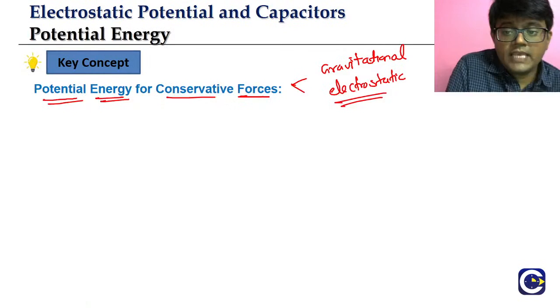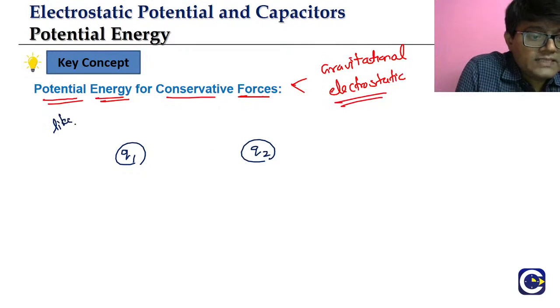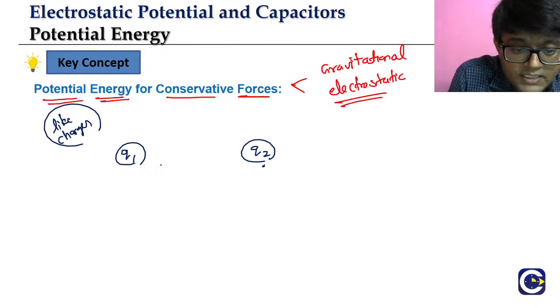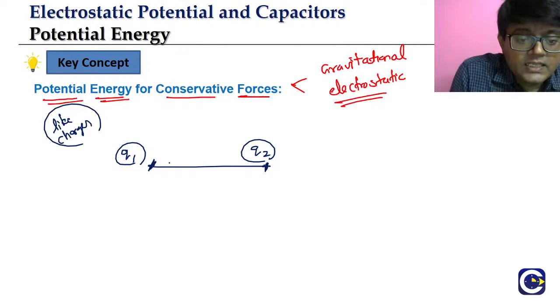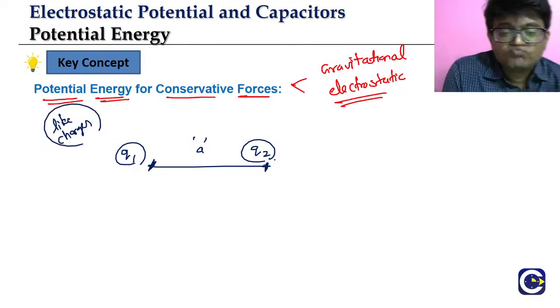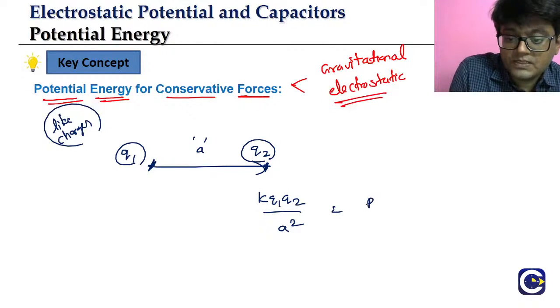Okay, so now let us look at the electrostatic force. Say there is a charge q1 and q2. For example, we will take like charges, so the nature of q1 and q2 are both the same. Let us say the distance between them, the separation between them, is a. What is the force acting on the charge q2? The electrostatic force acting on it is a repulsive force, k q1 q2 by a square.